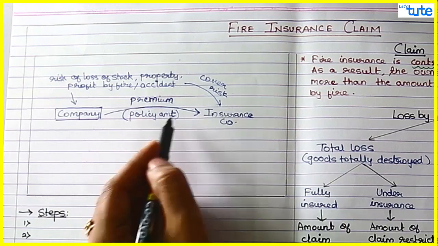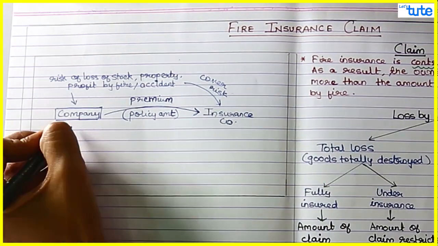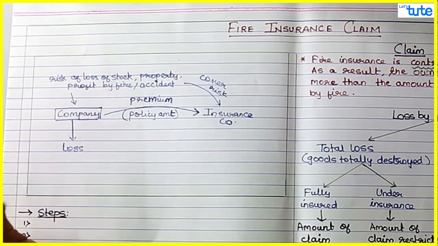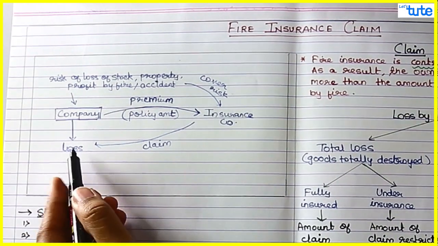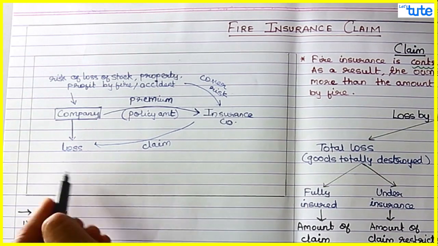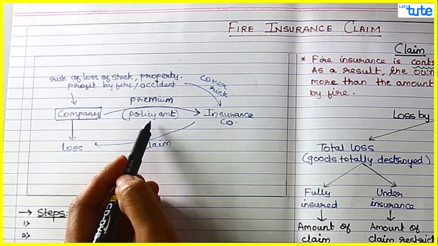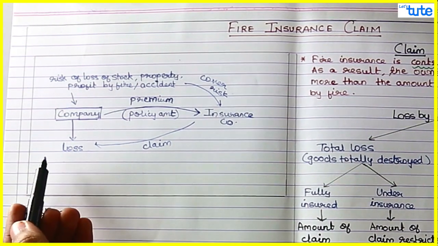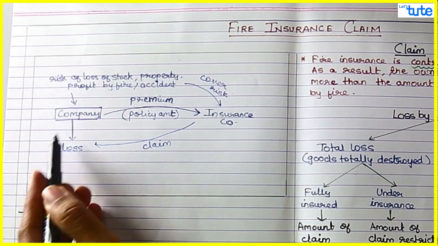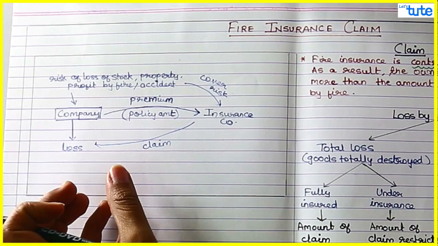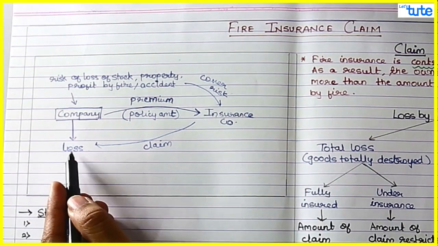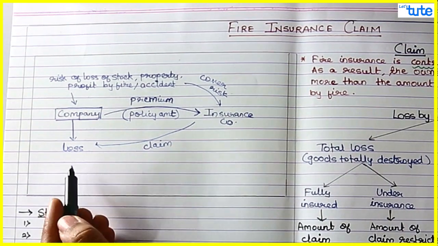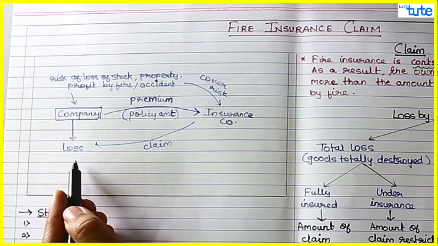Now generally these types of policy are for 1 year. Now if the company suffers a loss, then the insurance company pays a claim to the company. If the company does not suffer any loss during that particular year, for example, if the policy is taken for 2019 and the company does not suffer any loss in that year 2019, then the insurance company is not going to pay any claim. So if the company suffers the loss, then the insurance company will pay the claim to the company.